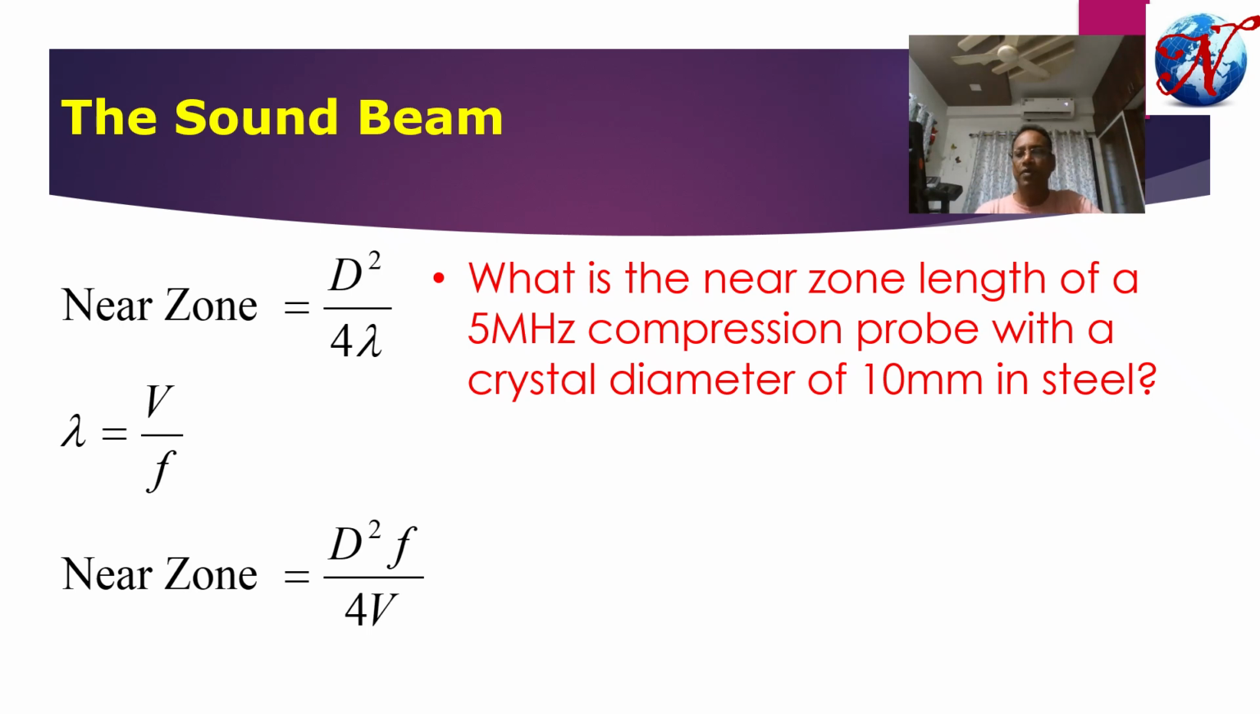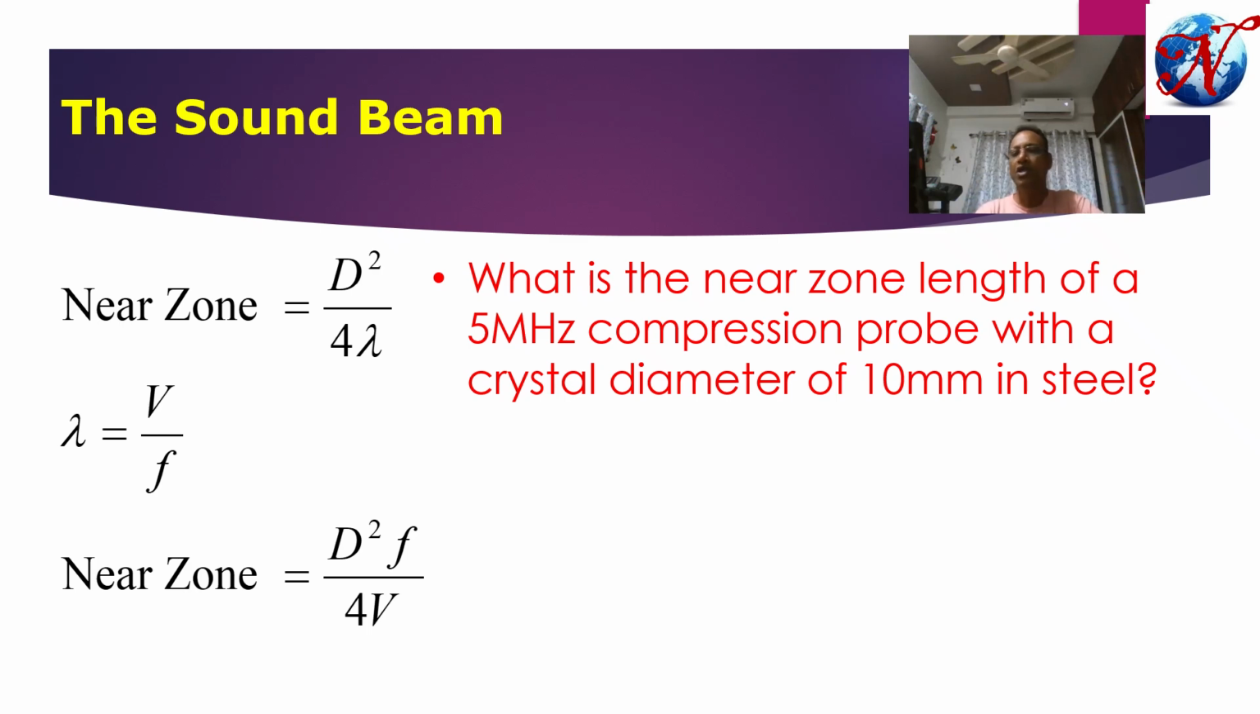Every probe containing a piezoelectric crystal has a unique dimension, and according to that dimension and the frequency, we can calculate the value of the near field and the amount of beam spread angle. Here we are using the near field N, and we can calculate the value of near field N equal to d squared by 4 lambda, where lambda is equal to V by F. So if we replace lambda by V by F, we can say the near field N is equal to d squared F divided by 4 V.